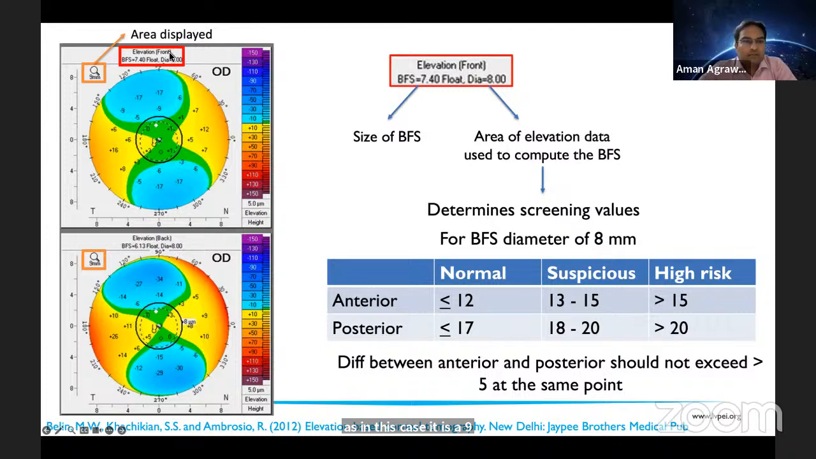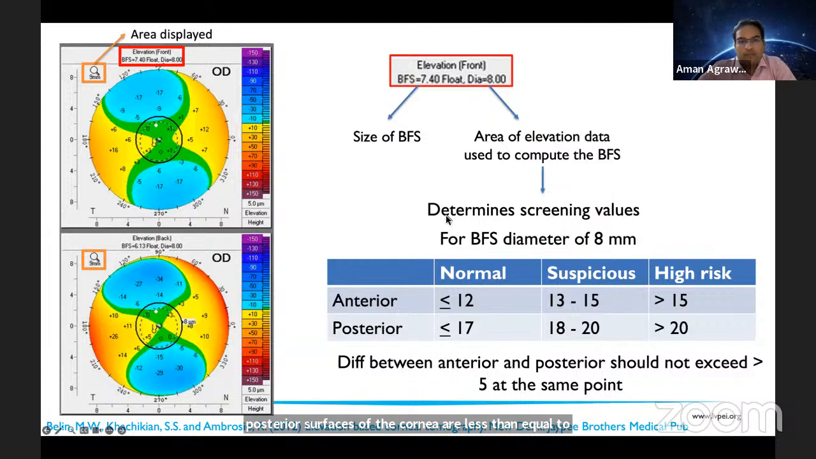Then there is a very small text above the elevation maps, which basically tells us about the diameter of the cornea, or the data from the cornea that was taken to compute the size of the best fit sphere, because the size of the best fit sphere will depend upon the amount of data that is used to calculate it. And this size also determines the screening values. So for a best fit sphere, which was calculated with a diameter of 8 millimeter, the normal elevation values for anterior and posterior surfaces of the cornea are less than or equal to 12 and less than or equal to 17 respectively.